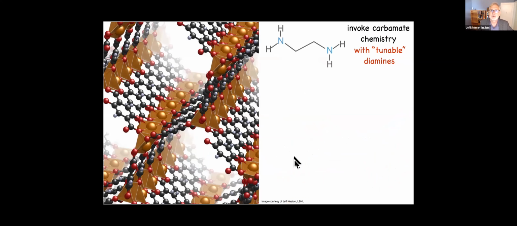Again, we do love the MOF 74 family of materials because, as you saw earlier, they have open channels with facile diffusion. The density of the open Lewis acid sites is very, very high. So what we can do is use, for example, diamines, and we can take a diamine, bind one end to the metal atom, have the other end dangle into the pore to snatch our CO2 as it comes by to do the carbamate chemistry.